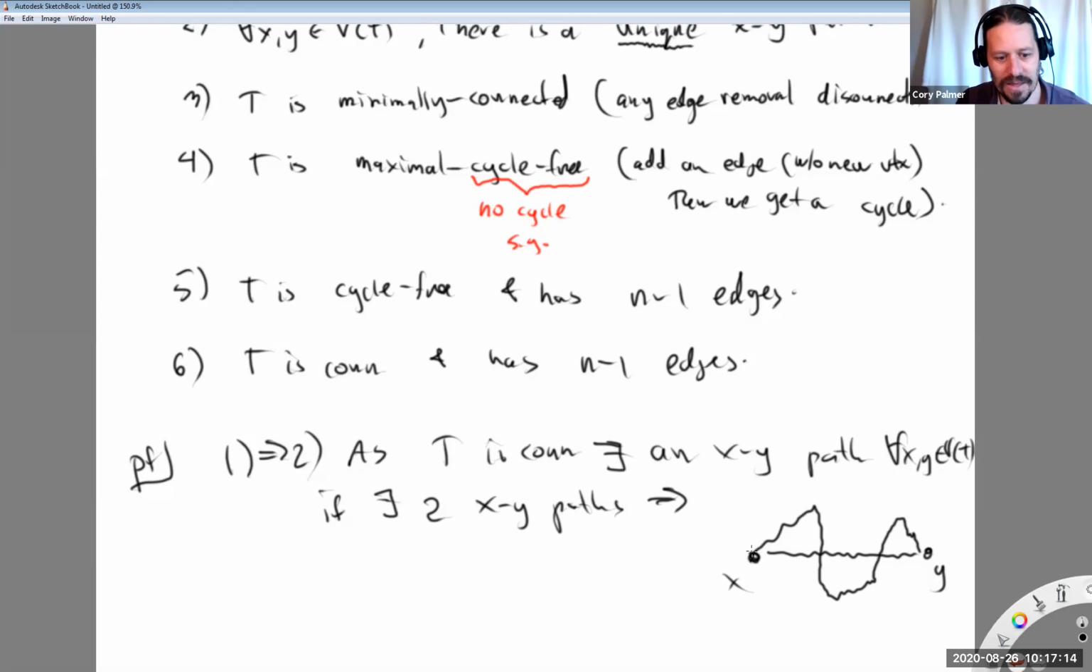So what you can say is the other XY path eventually intersects P. It may not intersect P till it reaches Y. It may intersect P just somewhere along the way. Either way, we're getting a cycle. Either way, this bit here is a cycle, which is forbidden. So if we have 2 paths or more than 2, we get a cycle, and that's a contradiction. So we have an XY path, but we don't have 2. So that implies we have a unique XY path. Simple enough, okay? All right.